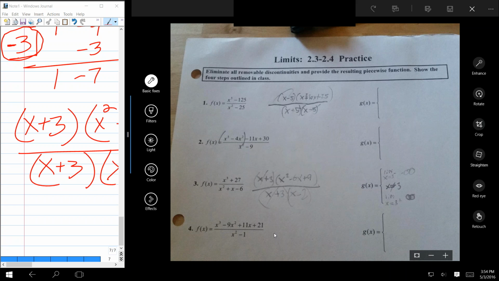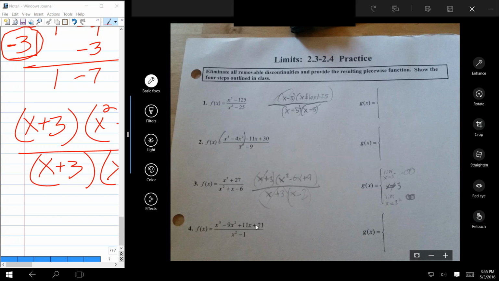Again, no grouping allowed, but look at the denominator and tell me what one of those factors almost certainly has to be. X plus 1 or X minus 1. Correct. Use synthetic division to figure out which. And then whatever you're left with is what doesn't cancel.